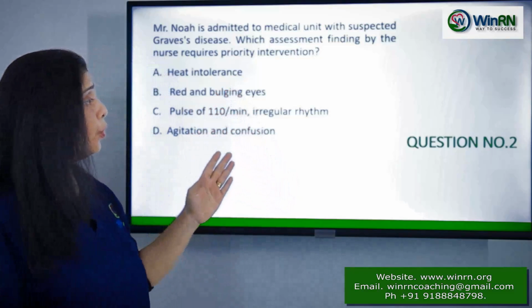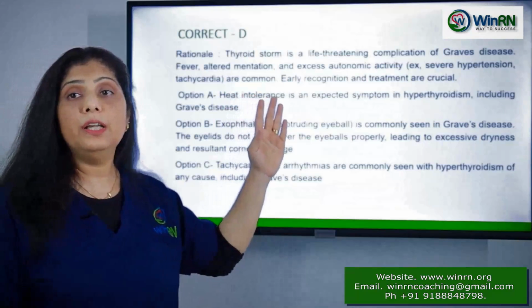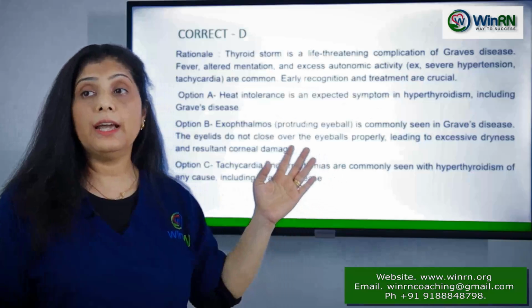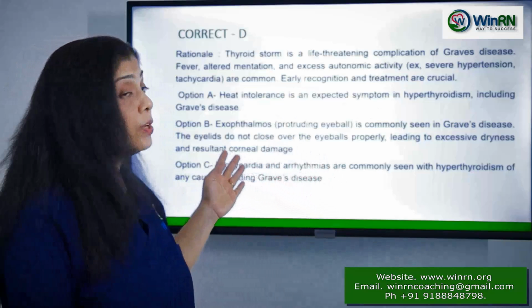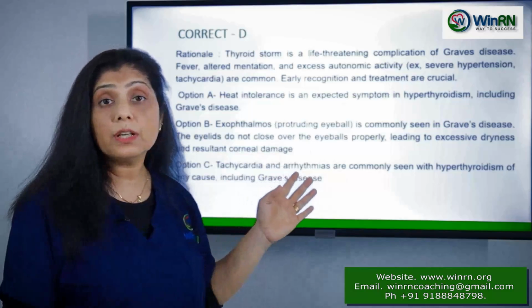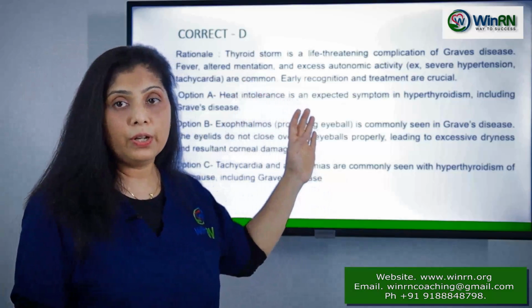So out of these 4 options, which one is correct? The correct option is option D. Always, thyroid storm is a life-threatening complication of this Graves' disease. How is it characterized? There will be fever, altered mentation, excessive autonomic activity like severe hypertension or severe tachycardia are common. Early recognition and treatment is very important. So option D is the one important.